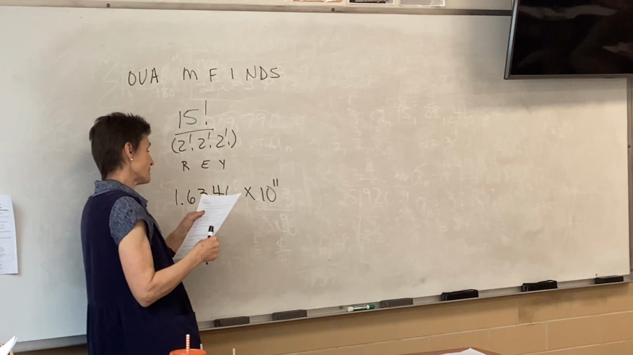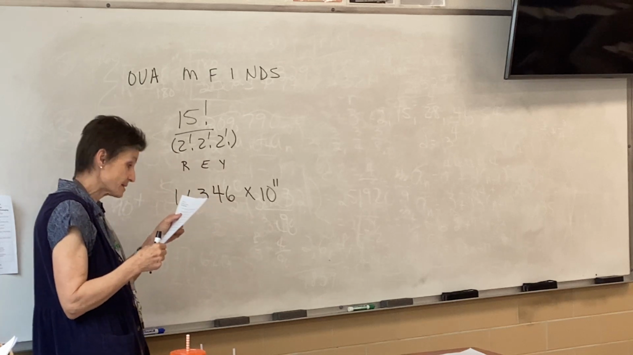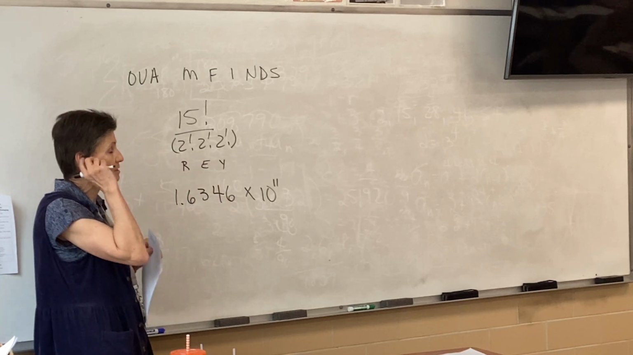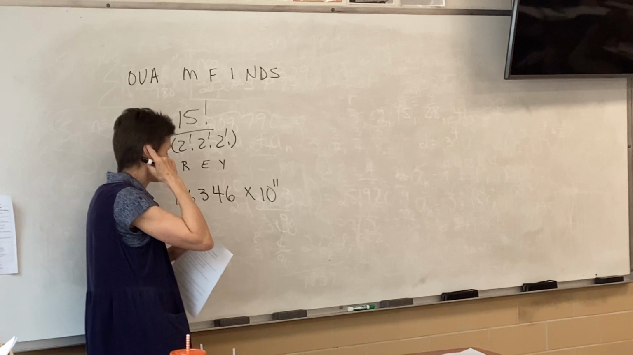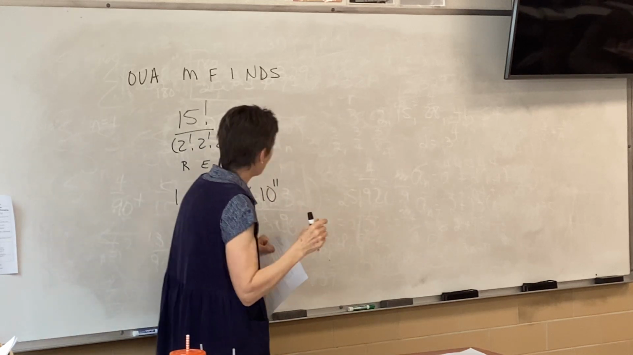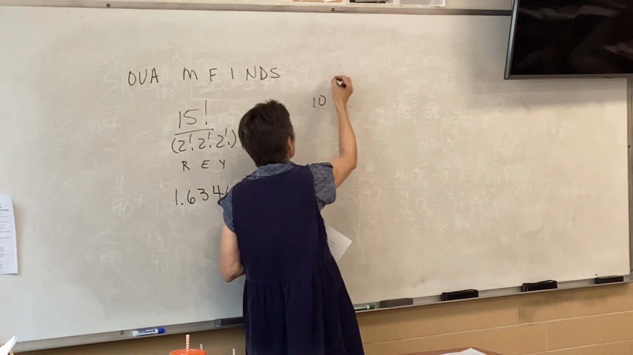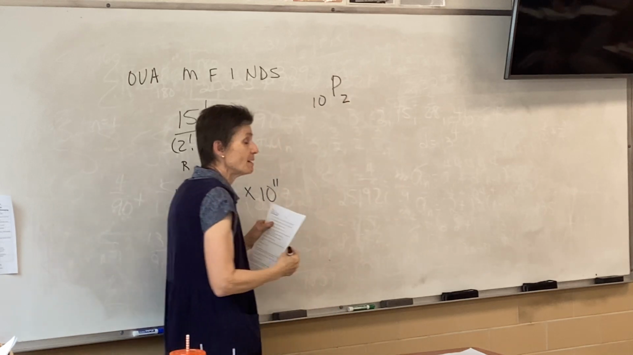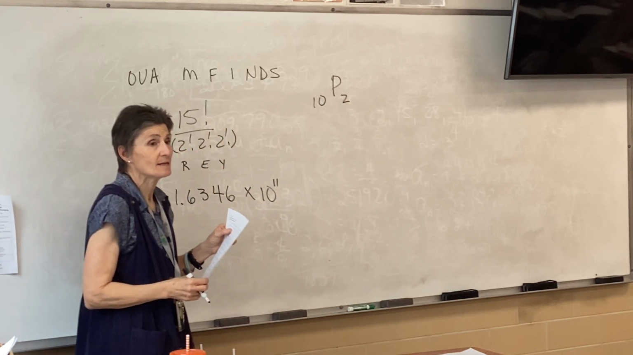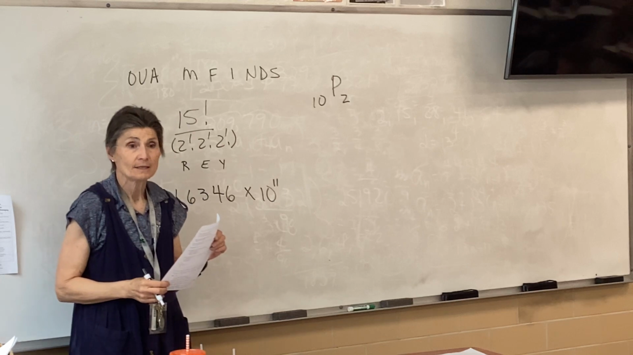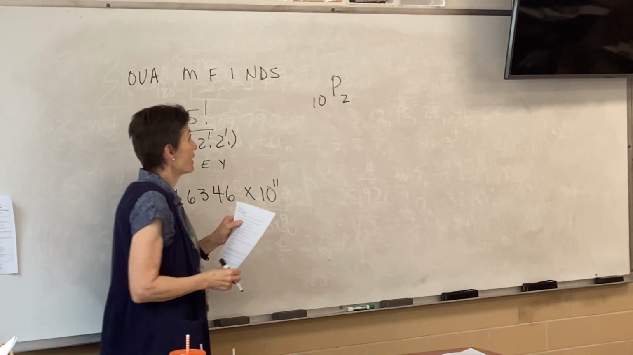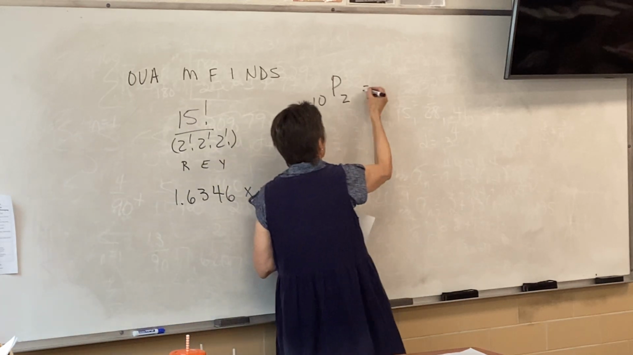How many ways can a captain and an assistant captain be chosen from a team of 10? P. Definitely P. 10 people choosing 2 at a time. Order matters because their jobs are different. So that is 90.